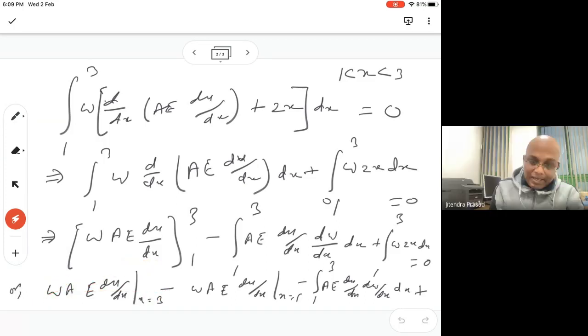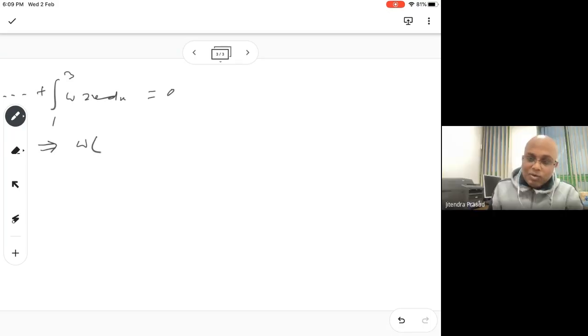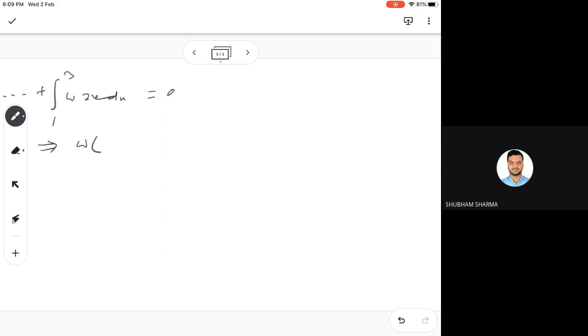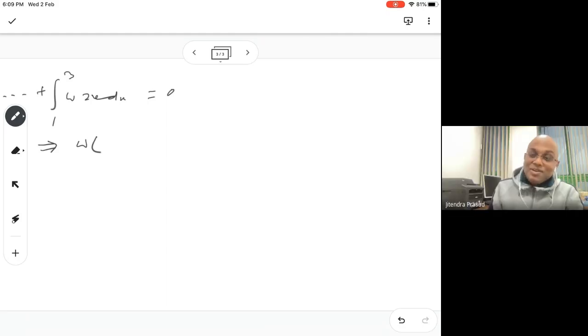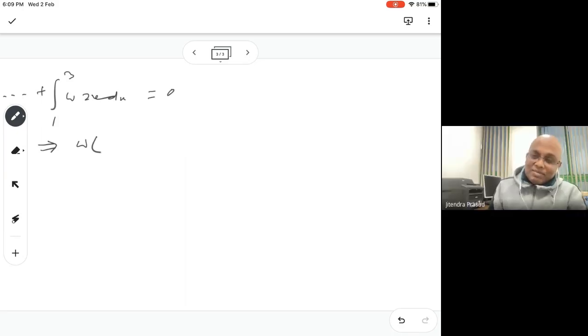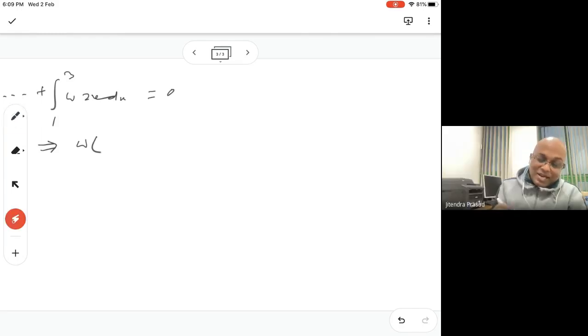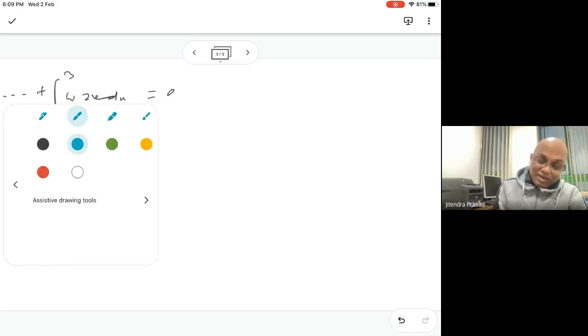Sir, as u at 3 is defined as 0.001, can we say du by dx will be 0? No, we don't know about it. Sir, because it is given constant. No, not like that. We will go equation by equation only, not by values. You cannot do like that. No, see here.